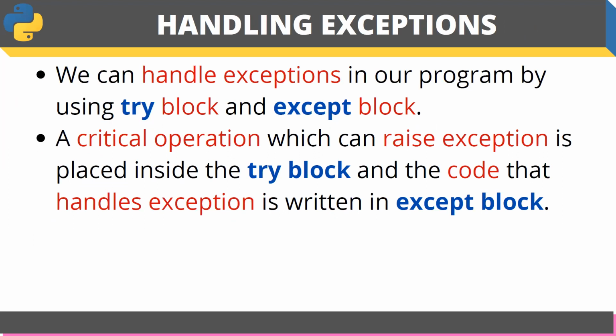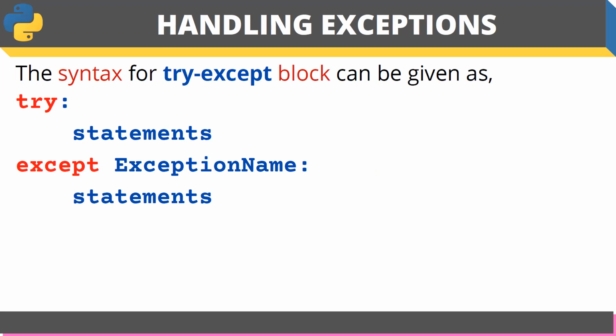Now coming to handling exceptions. We can handle exceptions in our program using a try block and an except block. A critical operation which can raise an exception is placed inside the try block, and the code that handles the exception is written in the except block. So this is the syntax for a try except block. How can we write it? Try: we give the statements in the try block, and then except, with the exception name, and the statements that handle the exception are written in the except block.